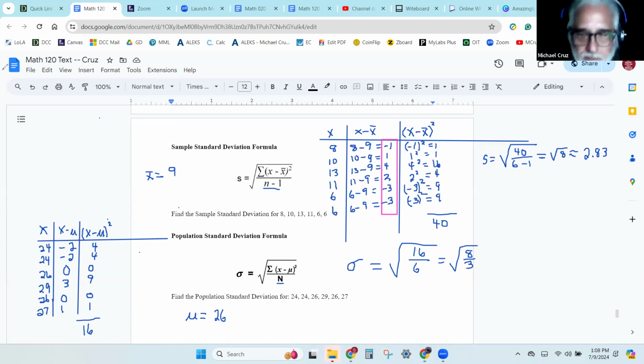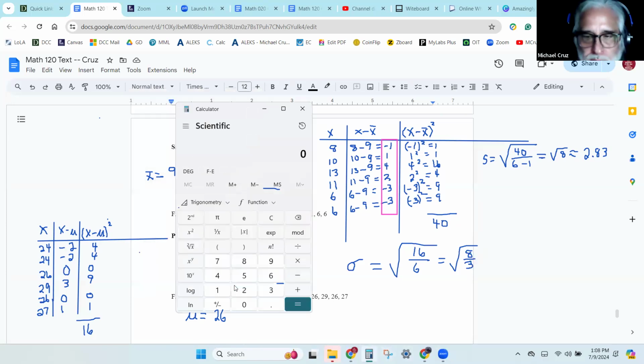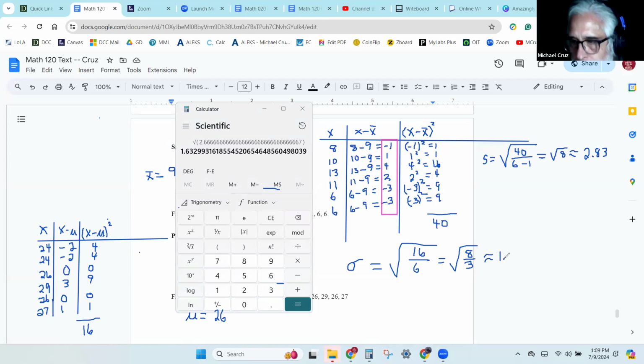So now what I'm going to do is square root 8 divided by 3, so square root of that, so approximately 1.63. You always wait to round off on your last step. Don't ever round off. They'll give you some kind of instruction like round off to the tenths or to the third decimal place, whatever they're asking. Remember, don't round off until you get to the very end.